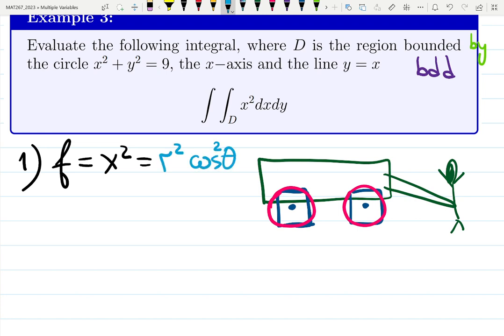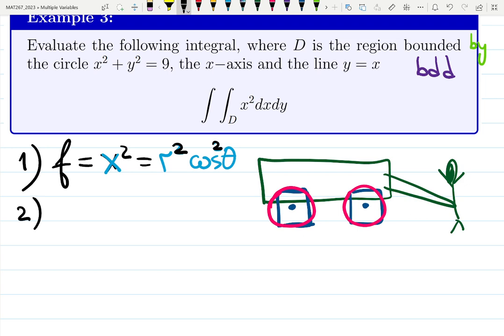Where did he get that from? Well, wait. Do you know where we got it from? X is r cosine theta, y is r sine theta. We only need x. So x is r cosine theta, and then we squared it because x was squared. Thank you. Good job. So at least we know that.